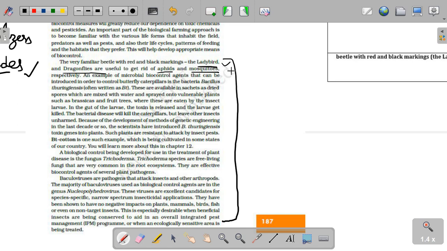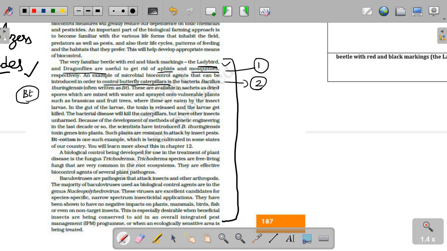This is number one. Number two, there is a certain type of bacterium called Bacillus thuringiensis. Remember, in short form, it can be mentioned as BT. So this bacterium is a microbial biocontrol agent. It can control pests if it is introduced into the farm, but genetically modified plants carrying certain genes from this bacterium are capable of killing or controlling butterfly caterpillars.